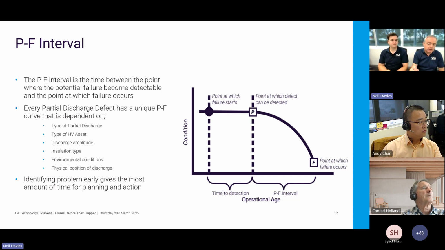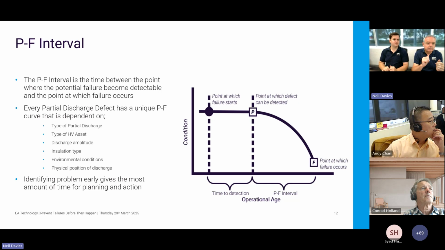It depends on the type of discharge. Internal void discharge, solid insulation will generally take a long time. Surface discharge can track and go to failure very, very quickly. So the type of asset, the amplitude, the insulation type, the environmental conditions. You put a surface discharge in a damp substation, failure will happen much quicker than if you put a surface discharge in a very dry humidity controlled substation. So all of these things play a part. So identifying the amount of time is very variable, but you need enough time from the point at which you detect to the time of failure in order to plan action and do something about it.